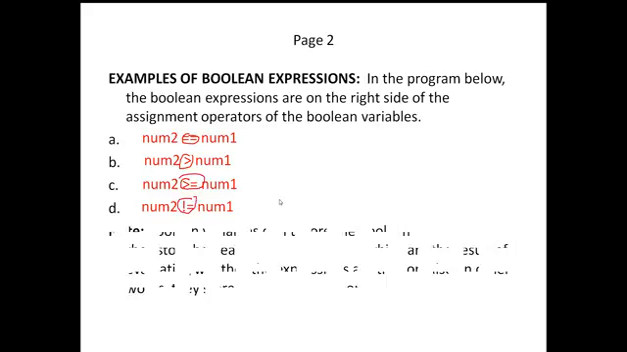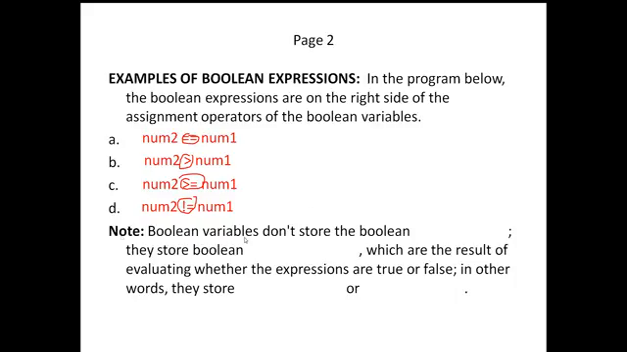So then we move on and we ask, okay, Boolean variables don't store Boolean what? Well, they don't store Boolean expressions. The expressions are not what's being stored. What's being stored are the values. There are only two values that can be a Boolean, true or false, and they are the result of evaluating whether the expressions are true or false. So they only store true or false.